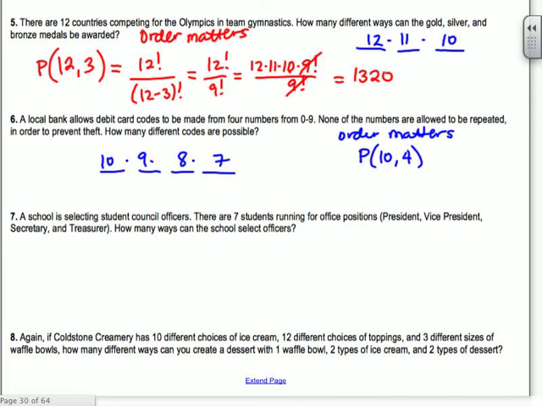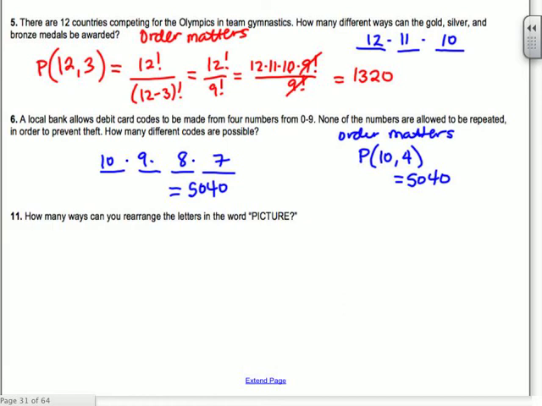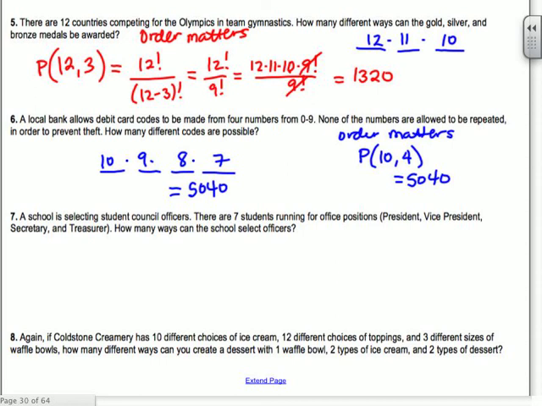So 10. Notice how you have NPR on your calculator as well. Both of these end up being 5040. Either way you do it. So NPR is permutations, NCR is combinations. All right, think about which number is usually going to be bigger, a permutation or a combination.